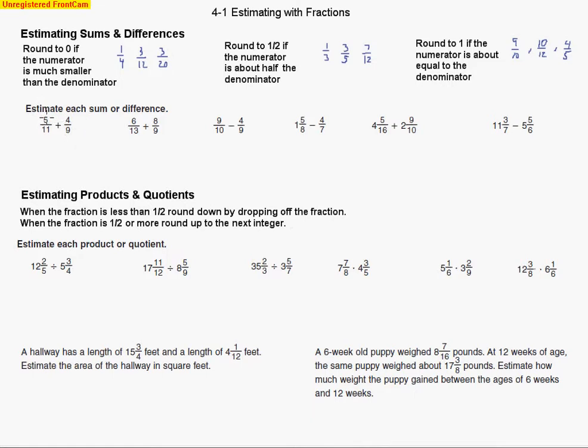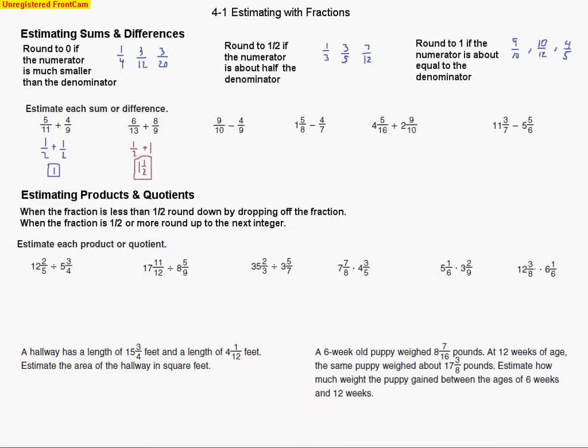So look at the 5, which is about half of 11, so I would call this about 1/2. And 4 is about half of 9, so I would call that 1/2. And then I'd add those two fractions together, and I get 1 as the answer. Looking at our next one, here we have 6 over 13. Well, 6 is also about half of 13, so I would call that 1/2. 8 is almost 9, so I would call that 1. 1/2 plus 1, well, that would just be 1 and 1/2.